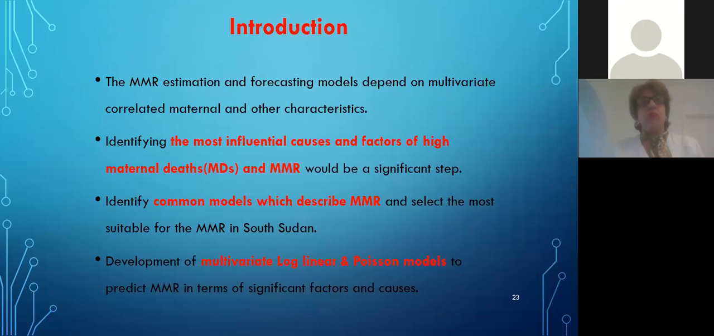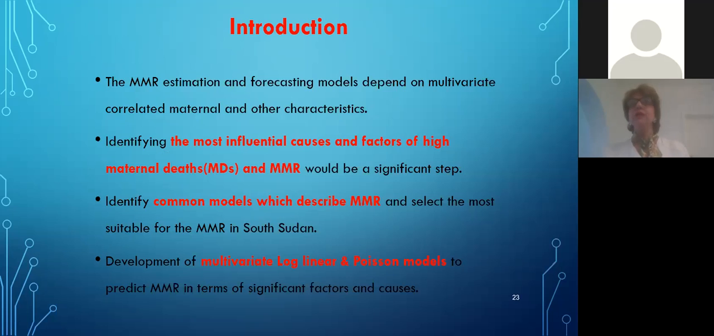So what we decided to do was, first, let's look at the influential causes of maternal mortality in the country, and then let's find the best model to describe mortality in terms of these significant factors. And then when we did all of that, we developed profile monitoring, which I'll explain in a second. Now, when you're working on clinical data, usually you have problems with the data.